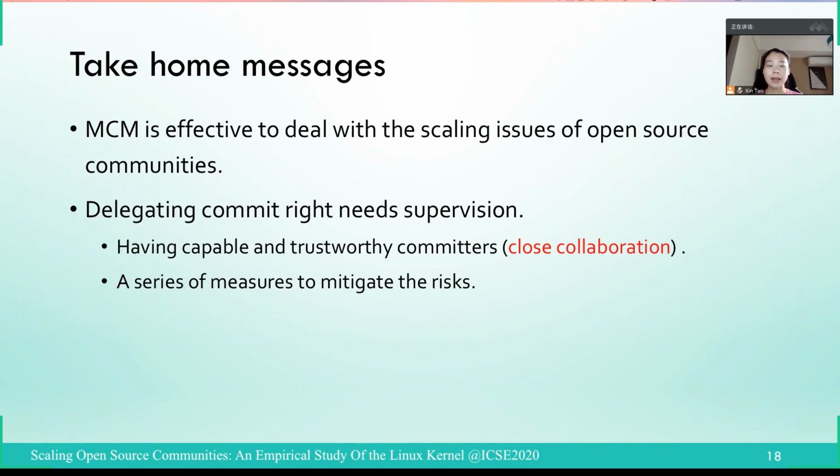There are some take-home messages. MCM is effective to deal with the scaling issues of open source communities. Delegating commit rights needs supervision. Having capable and trustworthy committers, and a series of measures to mitigate the risks.